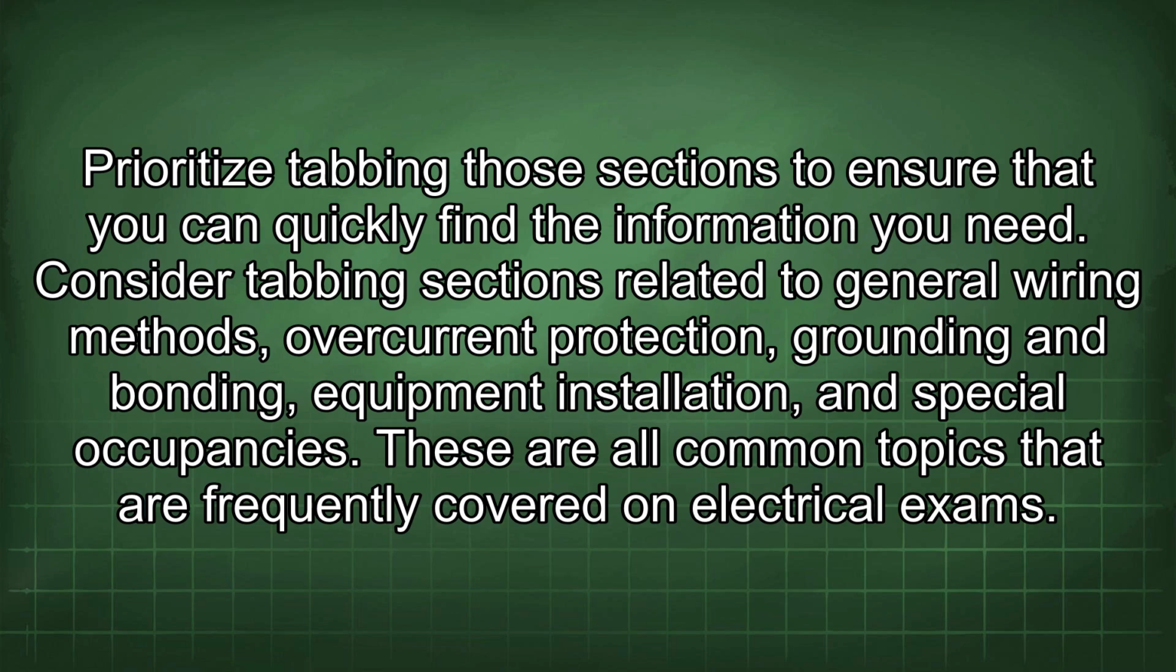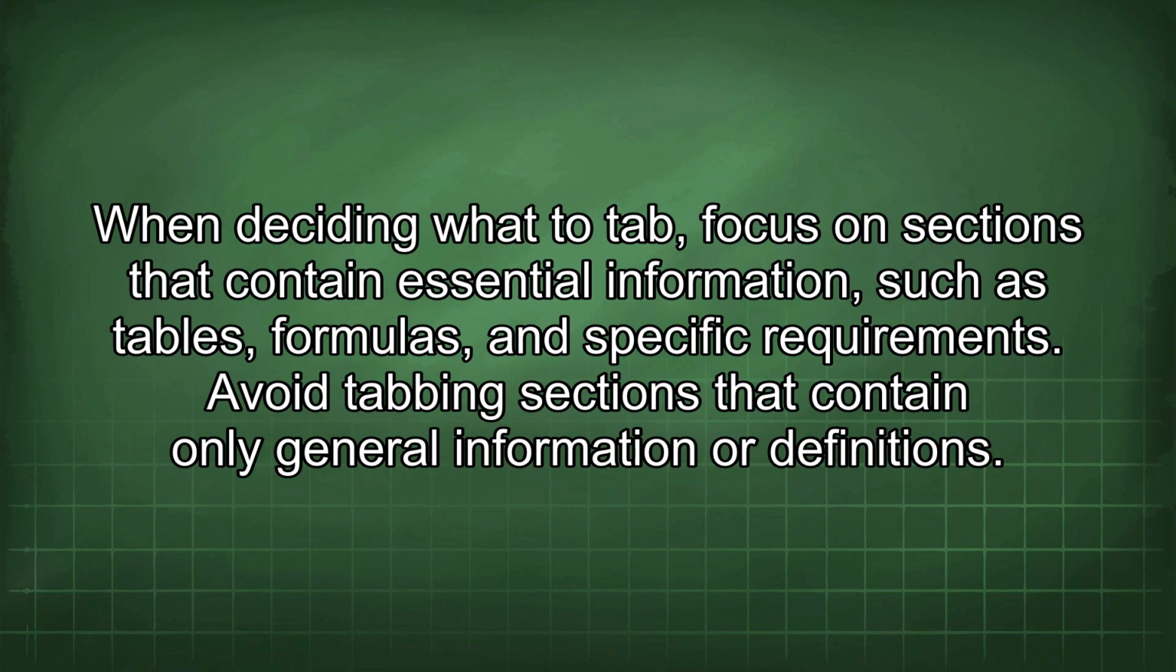Consider tabbing sections related to general wiring methods, overcurrent protection, grounding and bonding, equipment installation, and special occupancies. These are all common topics that are frequently covered on electrical exams. When deciding what to tab, focus on sections that contain essential information such as tables, formulas, and specific requirements. Avoid tabbing sections that contain only general information or definitions.